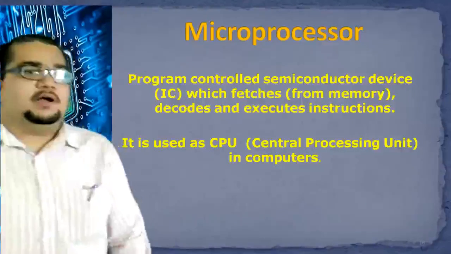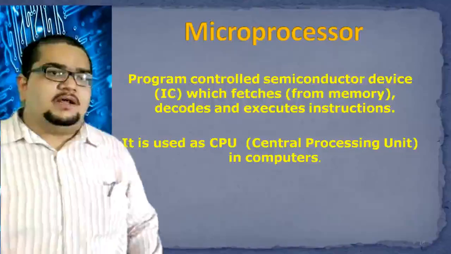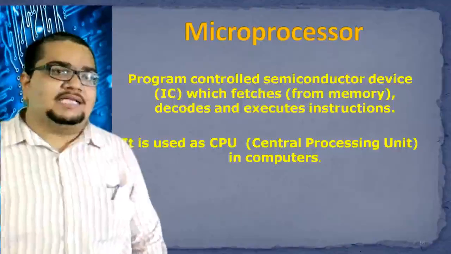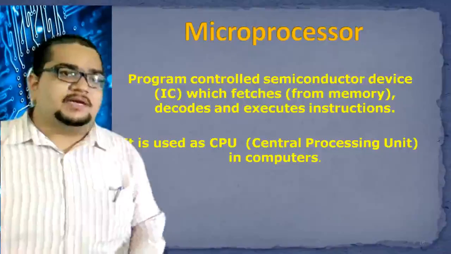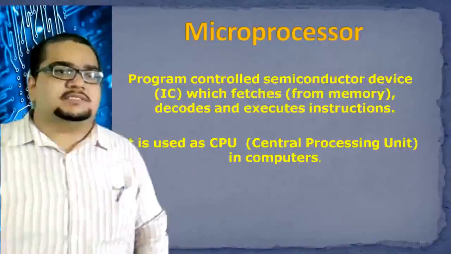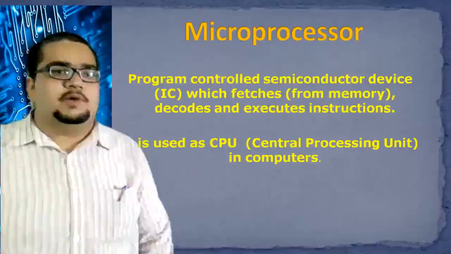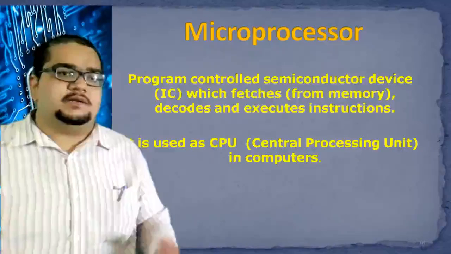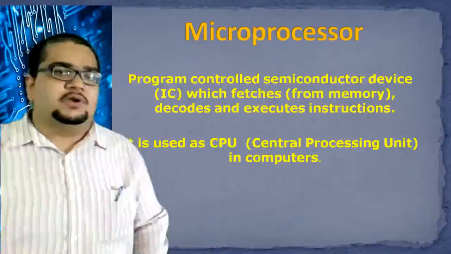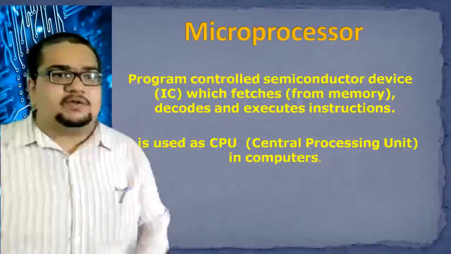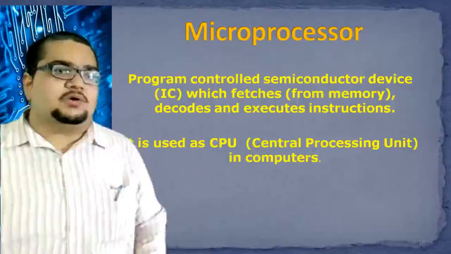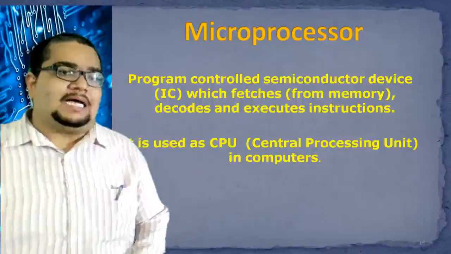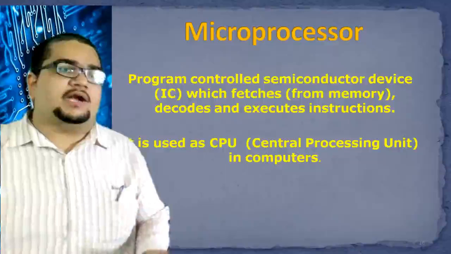You should be very comfortable with this definition, because I hope you already know the IC definition. An integrated circuit is a semiconductor IC on which many transistors are fabricated in bulk, such that it functions as one particular digital circuit. Similarly, when that digital IC is program controlled, that means you can control the tasks and operations of that IC using a program which you can write on it.